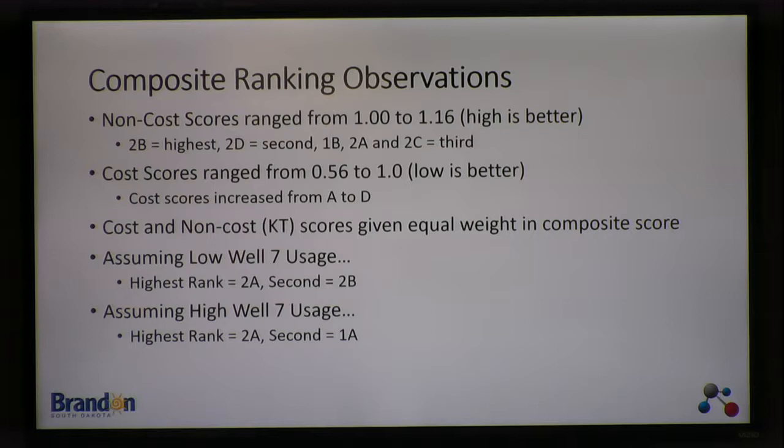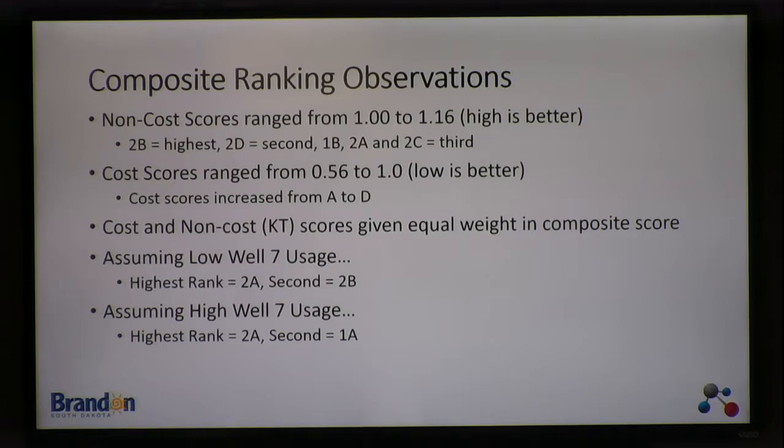So again, we've got the summary. The highest ranking alternative is 2A, with low well usage. 2B is the second, and then we've got the second is 1A. So that is a way to rank these alternatives against each other. When it comes down to it, it's also cost to the consumer and benefit to the consumer that enables you to make a judgment on perhaps which one you might select.